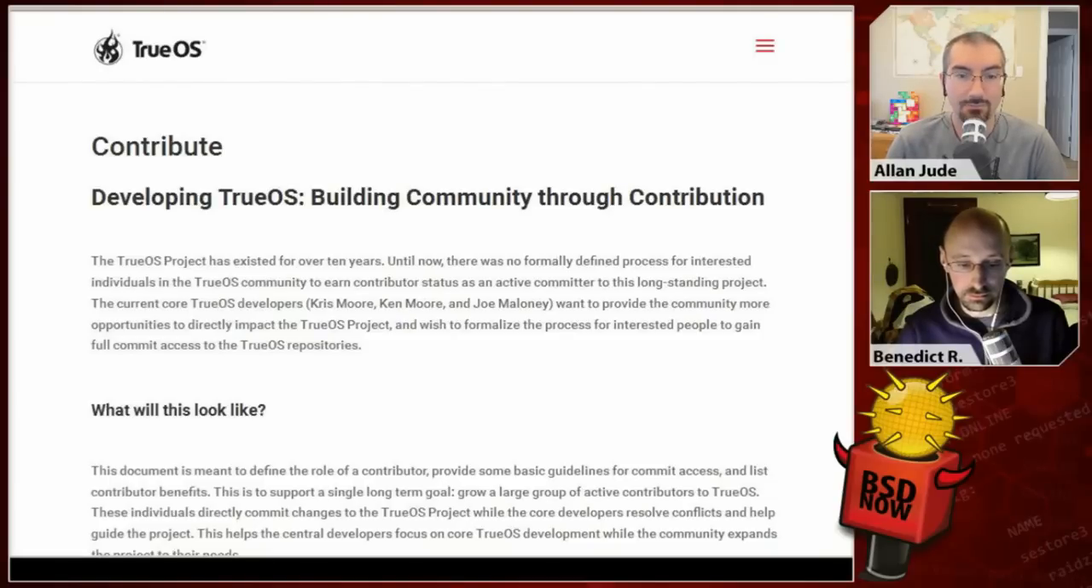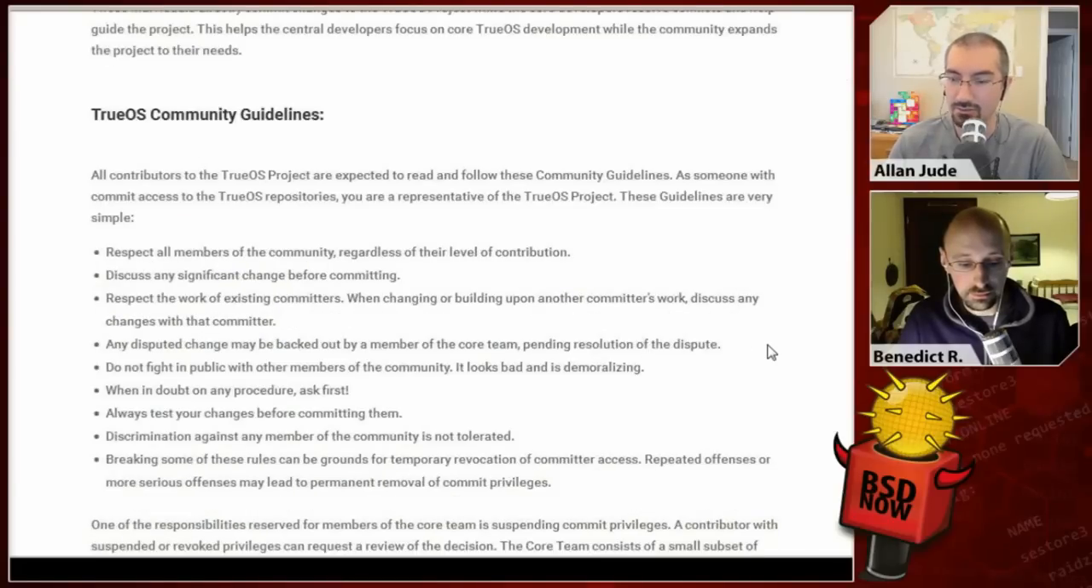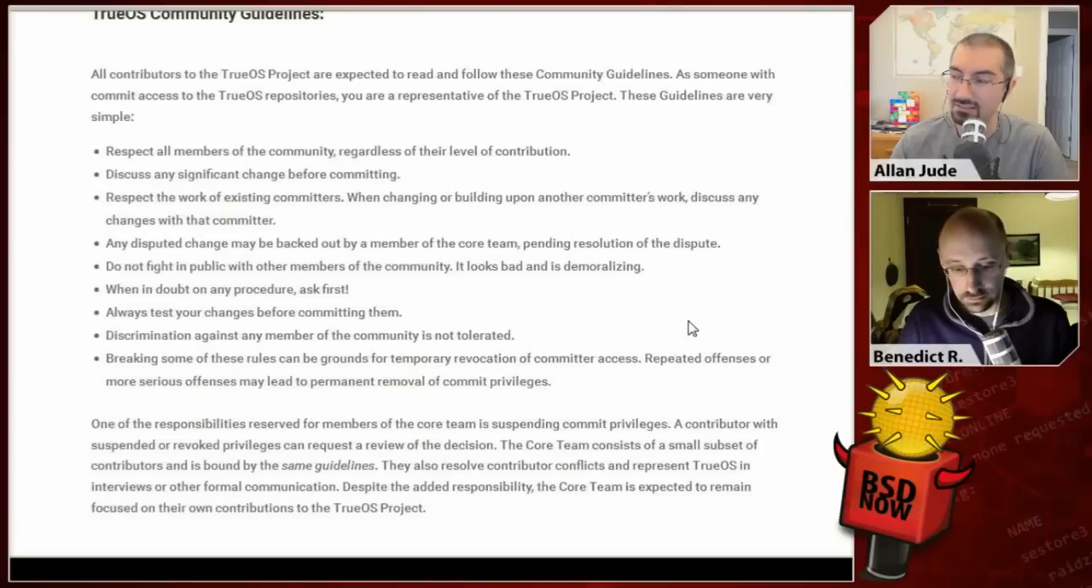They want to provide the community more opportunities to directly impact the TrueOS project, and they wish to formalize the process of interested people being able to gain full access to the repo. It describes what's expected of community members: respecting all the members of the community regardless of the level of contribution, and if a change is disputed, it'll be backed out by the core team until the resolution, and then it'll be recommitted or not. It says, do not fight in public with other members of the community. It looks bad and it's demoralizing. I think that was an important one.